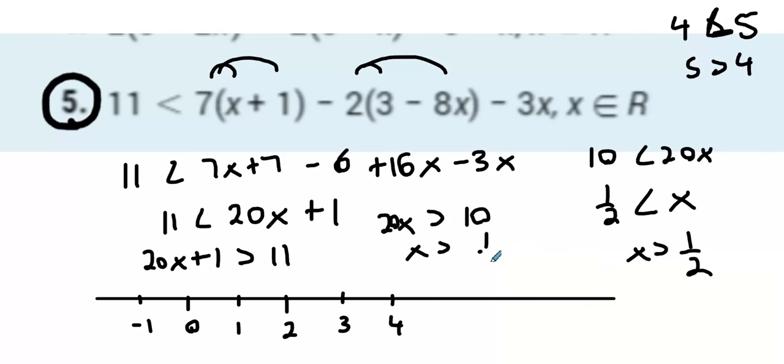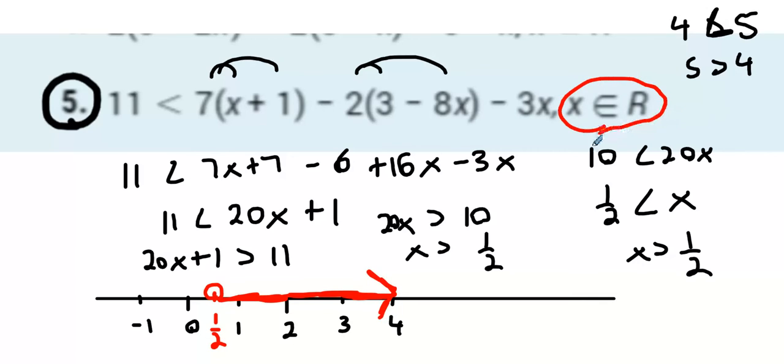Lads, who got x bigger than a half? Well, lads, go to a half. Put a circle around it. Why is there a circle around it? It's not included, is it? If it's not included, it's a hollow circle. And then you draw a shaded in line. Why is it a shaded in line?